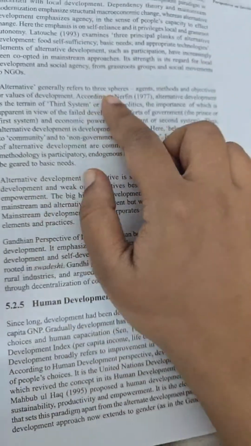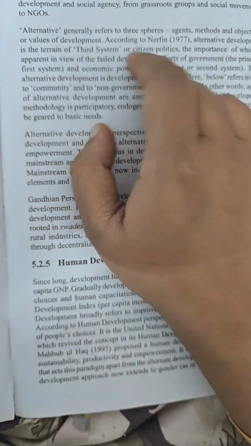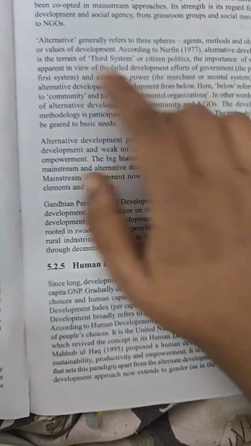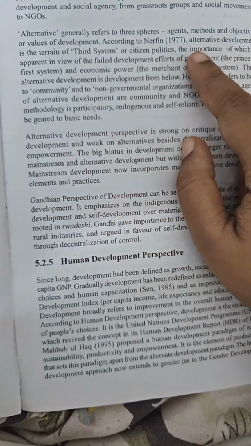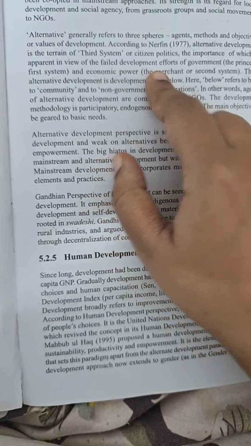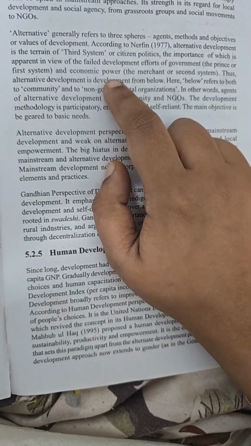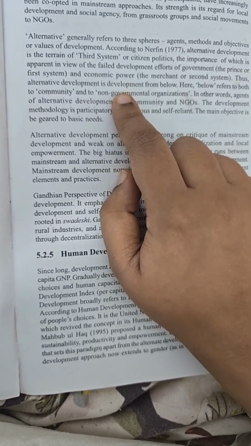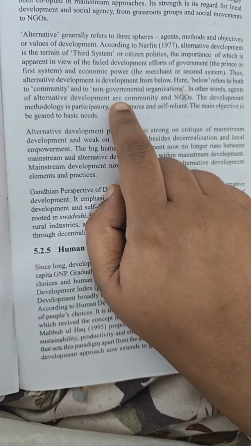Alternative development generally refers to three aspects: the agent, the method, and the object or value of development. According to Nerfin in 1977, alternative development is the terrain of the third system, or citizen politics, whose importance is appropriate in view of the failing development efforts of government, the prince or first system, and economic power, the merchant or second system. Thus, alternative development is development from below. Here below refers both to community and non-governmental organizations.